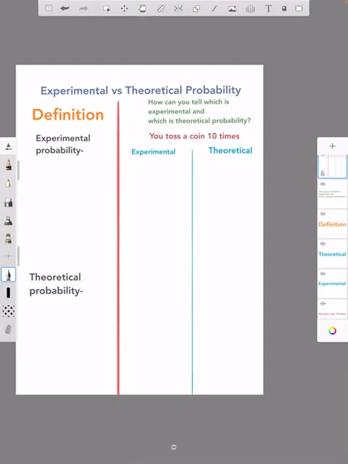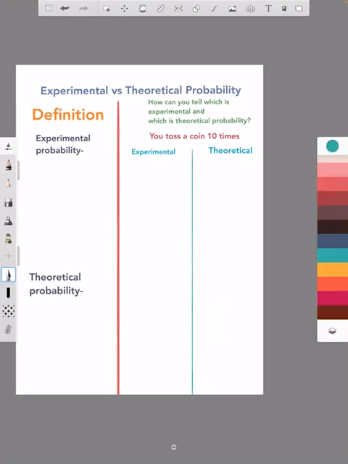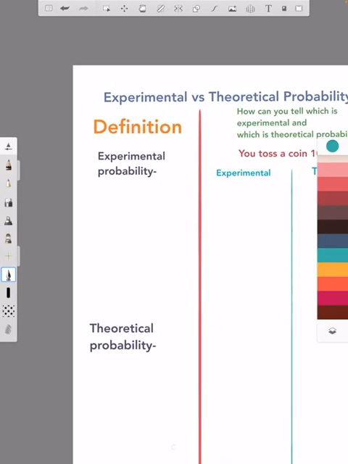All right, guys, today we're going to talk about experimental versus theoretical probability. And we're going to start off with the definitions of both. For experimental probability, the definition of experimental probability is simply the results of an experiment. Results.